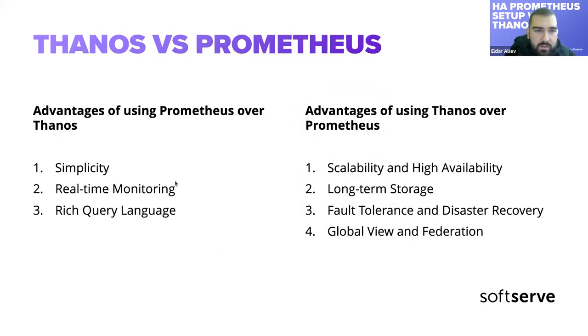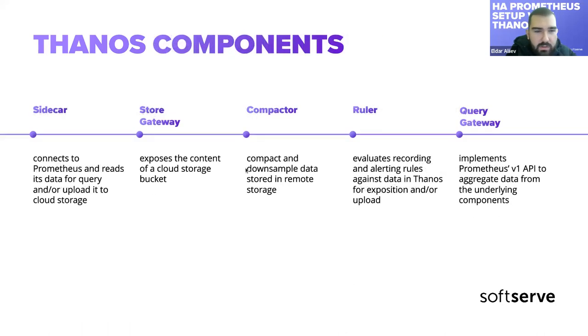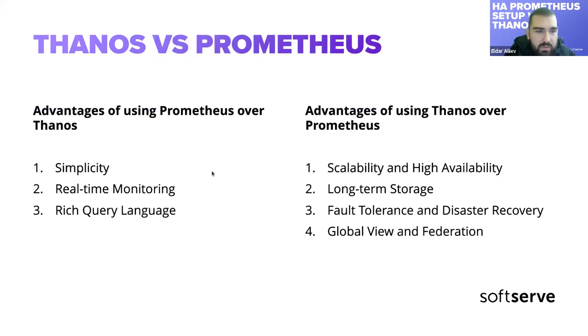Let's take a look at the comparison. So Thanos with the Prometheus. The advantages of Prometheus over Thanos: Prometheus is an easier layer, and Thanos brings some additional layer of complexity. However, it also gives a lot of benefits. So if you use just the simple Prometheus, you will be able to perform real-time monitoring, and also you will have the rich query language. However, the PromQL that is used together with Prometheus is fully compatible with Thanos.